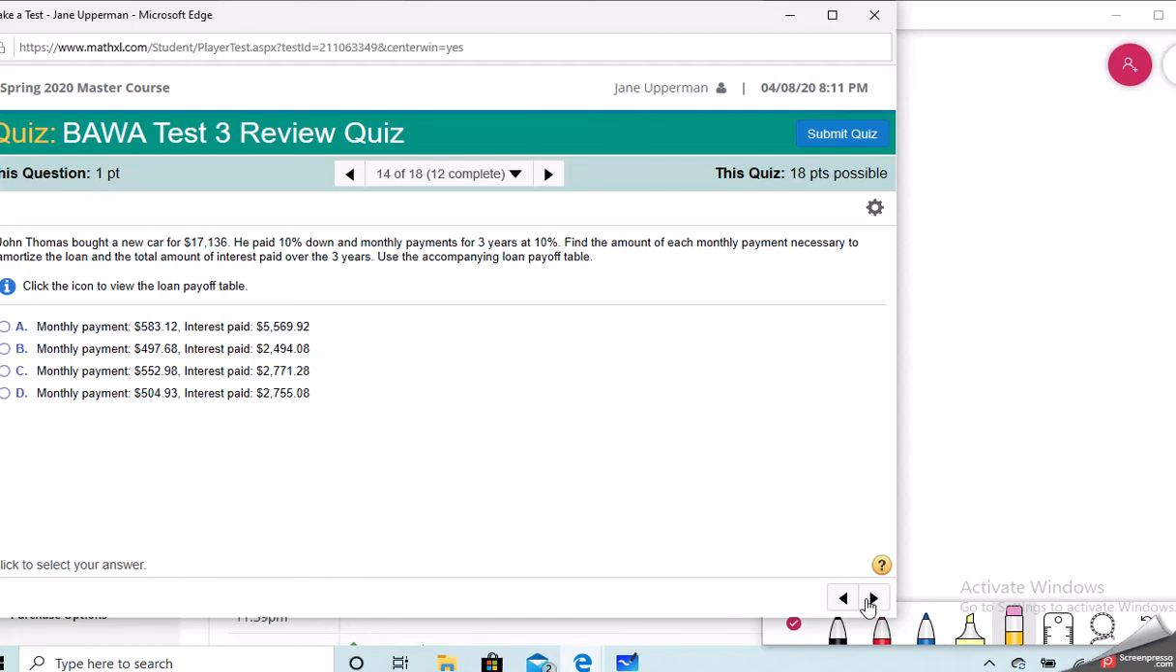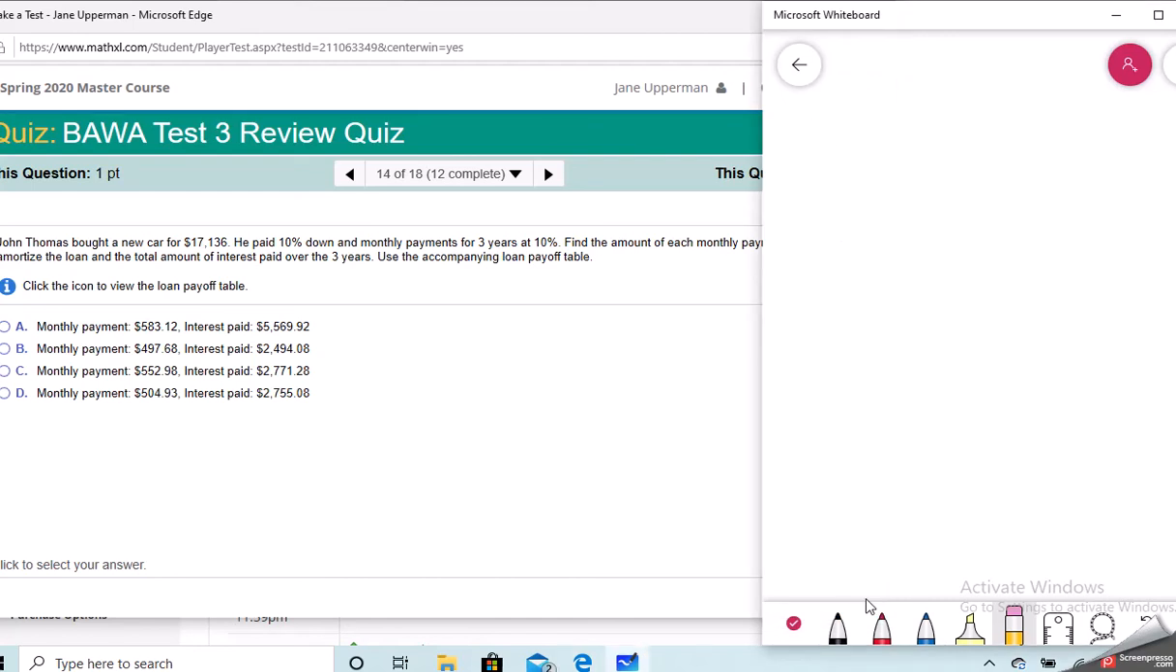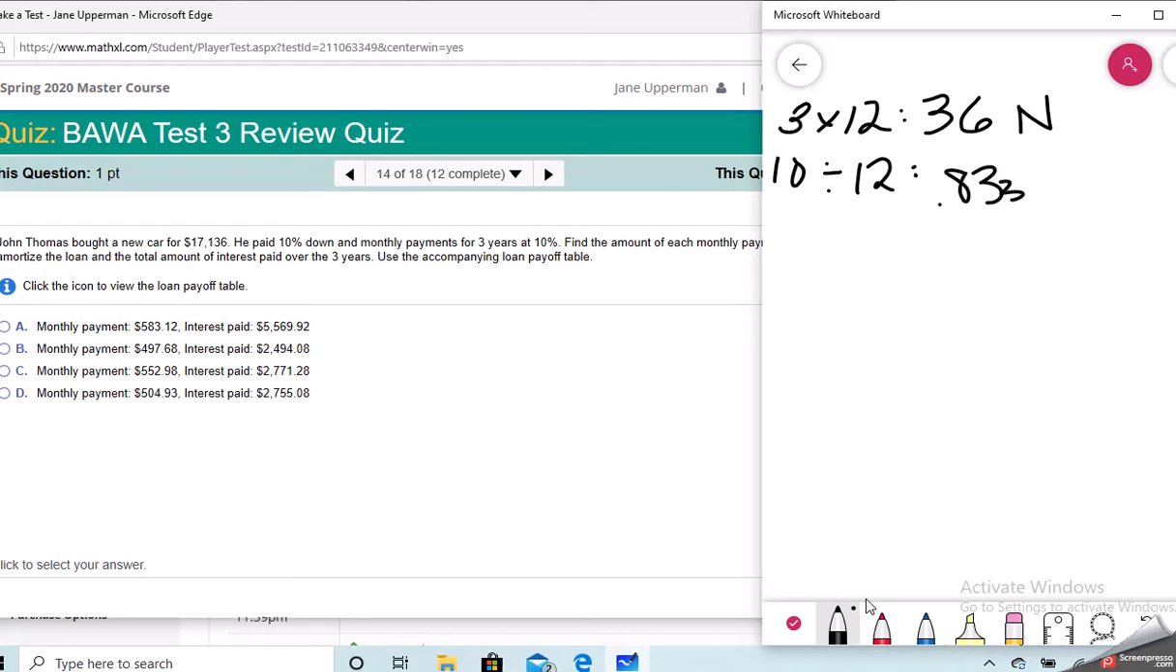Okay, then John Thomas bought a new car for $17,136. He paid 10% down and is making monthly payments for 3 years. So find the amount of the monthly payment, and then the interest over the time. Okay, so if we come over here, his N is 3 years. So he's got 36 monthly payments. That's our N. He's paying 10% a year. So we'll divide that by 12. And that is 0.833333. The threes just kind of keep going. That's our IY.